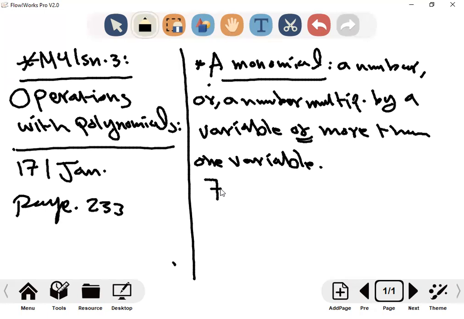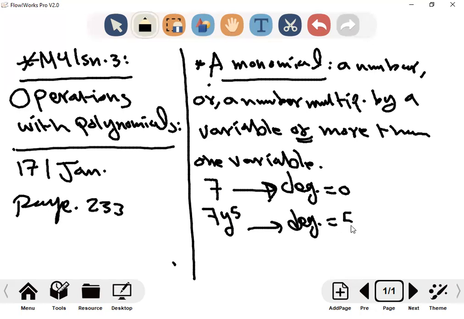This is a monomial. What's the degree here? If we have a number, do we have a variable? The degree is 0. A number multiplied by a variable like 7y power 5. This is a monomial. What's the degree here? 5. Or more than one variable like 7m power 2 k power 5. This is a monomial. And it can be 3 variables, 4 variables, whatever.